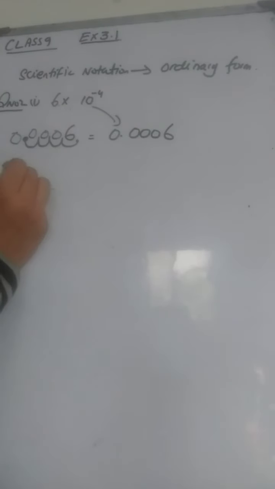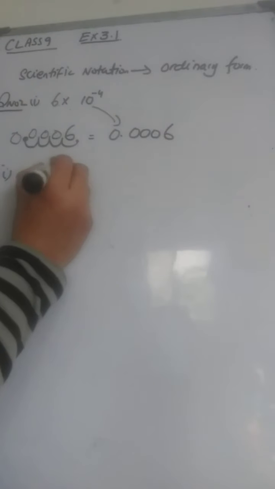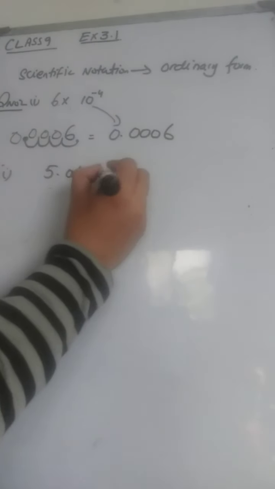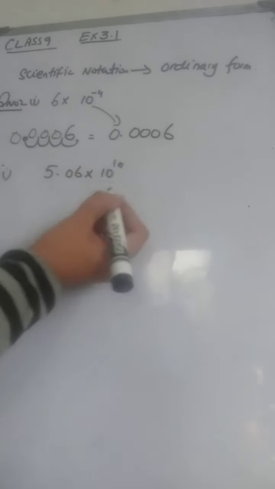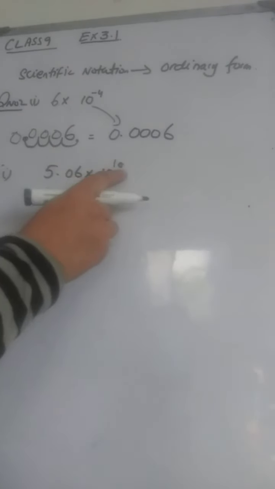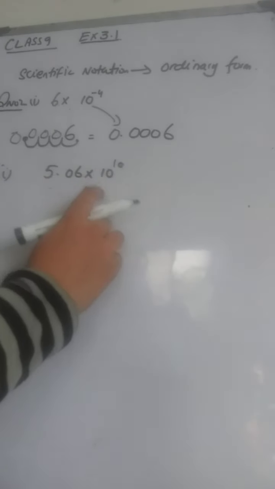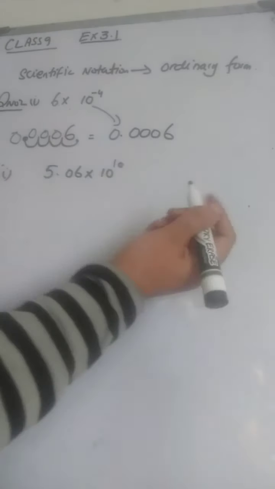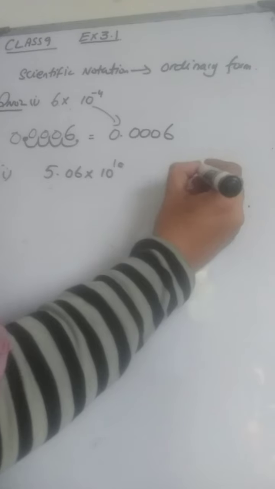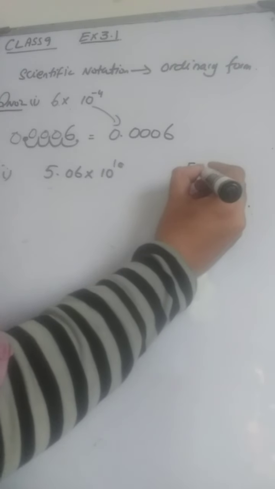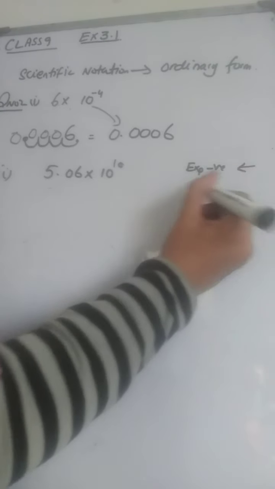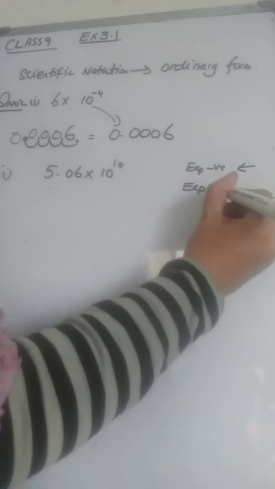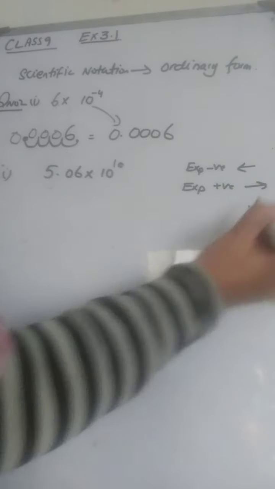Let us take one more example. For example, part 2. Here 5.06 into 10 raised to the power 10. Here we know that the exponent is positive, so we are going to shift the decimal towards the right hand side. Okay, when the exponent is negative, we are going to shift the decimal towards the left hand side, and when the exponent is positive, we are going to shift the decimal towards the right hand side. So this will be the whole technique.